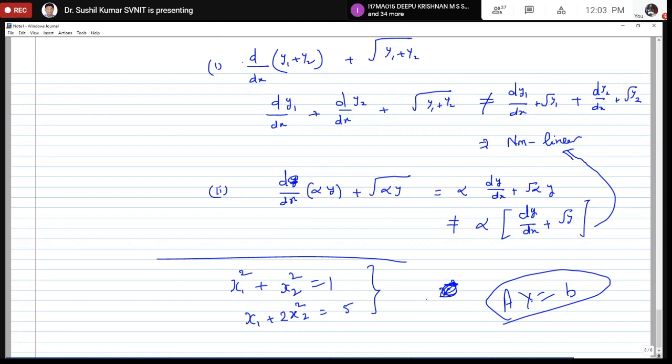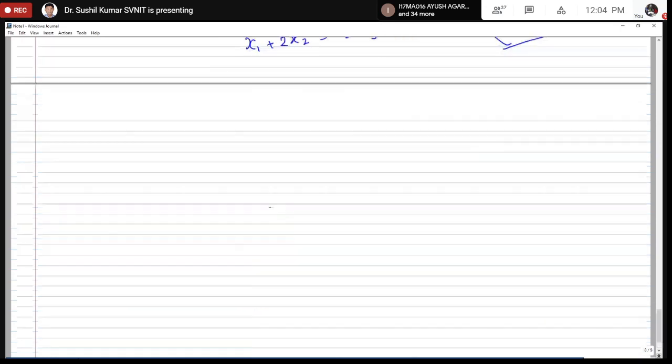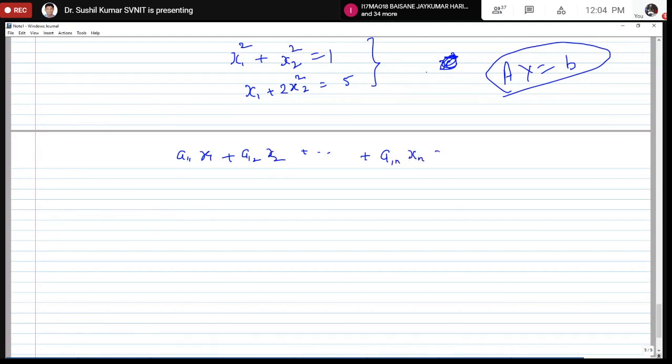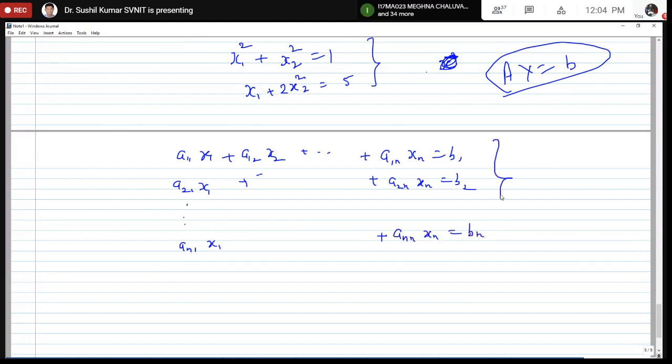Here the unknowns are this vector, capital X. So in matrix form, you can write a11 x1 plus a12 x2 up to a1n xn equal to b1, a21 x1 up to a2n xn equal to b2, and in the same way, the last equation an1 x1 up to the last term an n xn, that is equal to bn. So we call it a system of linear equations.